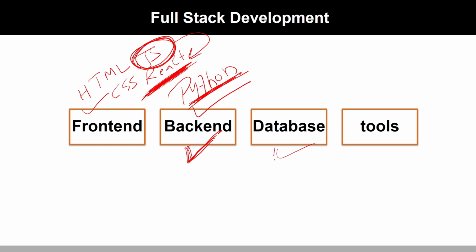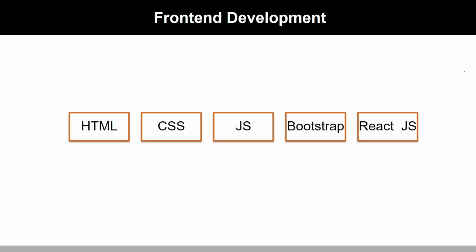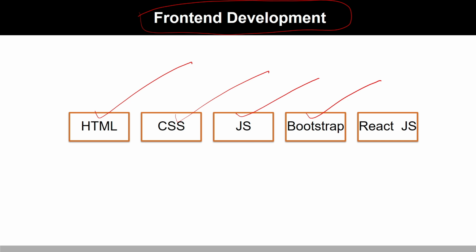In database, what we are going to learn is MySQL as well as MongoDB. And in tools, we will learn Git and GitHub. Okay, so we will learn Git and GitHub in detail. If we talk about front-end development, we are going to learn HTML, CSS, JavaScript, Bootstrap and React.js. After completing this, we will create projects.